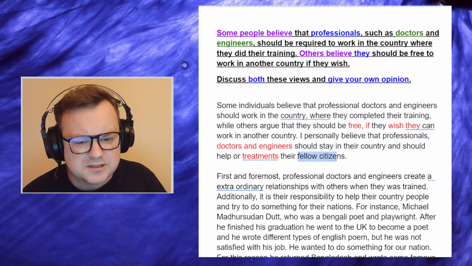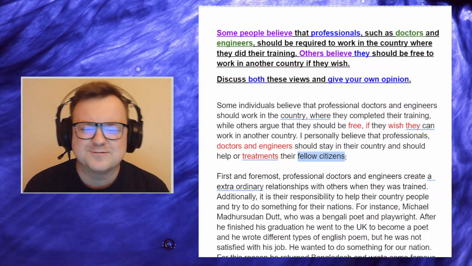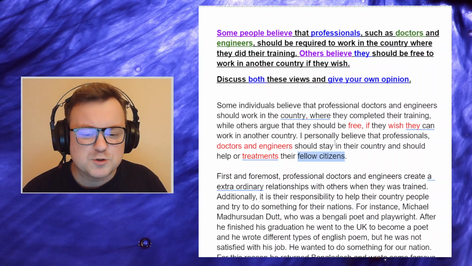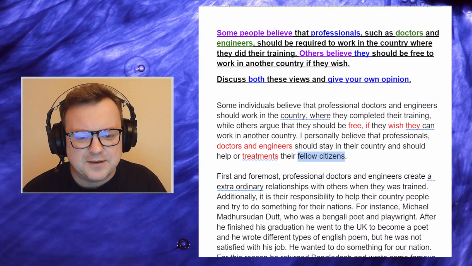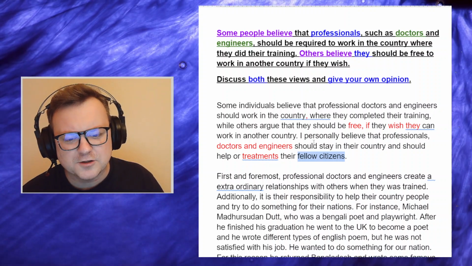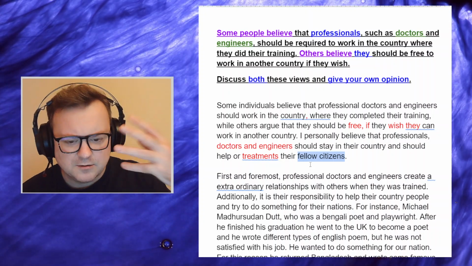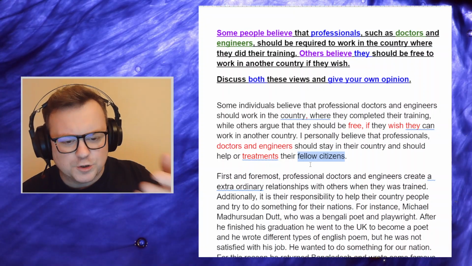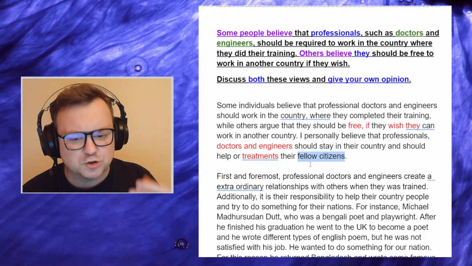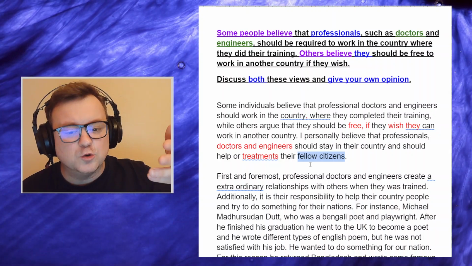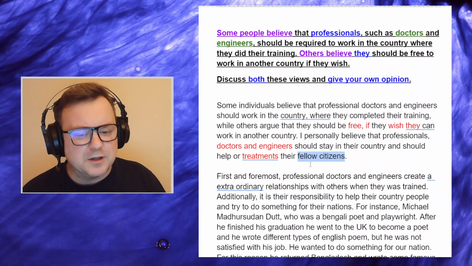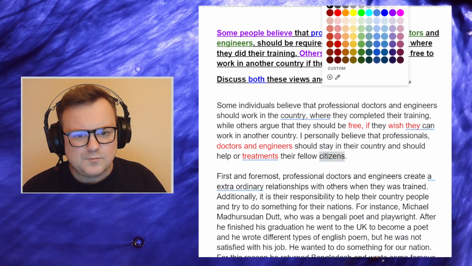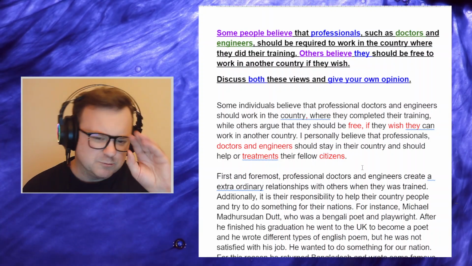But not necessarily citizens. As I mentioned in the other candidate who wrote this task, you could be a person who was born, for example, in Bangladesh, and then you move to France to do your training, and then you might not be a citizen of France, but according to this rule where you have to stay in the country where you did your training, you'll be helping fellow residents, maybe other people in France, but not necessarily citizens. It's a minor point, but at super high academic level, maybe focus on that.